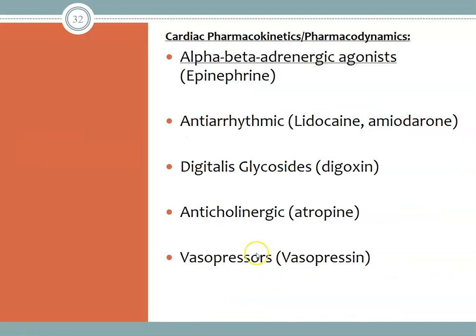Alpha-beta adrenergic agonists like epinephrine, you definitely need to know epi really well. Antiarrhythmics like lidocaine and amiodarone, know those really well. Digoxin, definitely need to know that. Anticholinergic, we talked about it, atropine, earlier for bradycardic patients. And vasopressors, or vasopressin, know that one too.